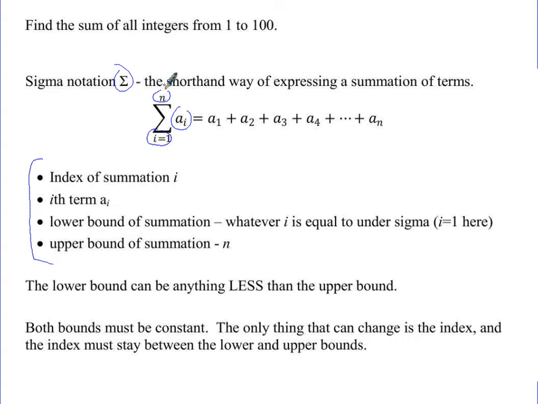The lower bound can be anything less than the upper bound. Typically it's 0 or 1, but most of the time, at least in this class, we'll be working with a lower bound of like 0 or 1. But it can be anything that's less than that n. Both bounds have to be a constant. The only thing that can change is the index. And the index must stay between the lower and upper bounds. So the index changes each time you generate your next term. The next goes up by 1. So the index is always between the lower bound and the upper bound.